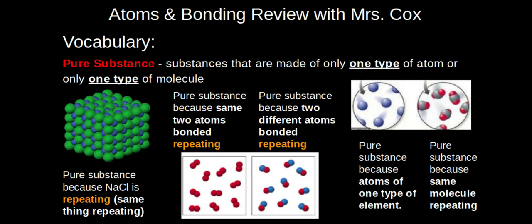Now we have pure substance and substances that are made of only 1 type of atom or 1 type of molecule. You see pure substances of the blue and the green structures there. That's NaCl. It's the same thing repeating, so it's a pure substance. Just like with the 2 red atoms, pure substance. Same 2 atoms bonded, repeating. Pure substance because 2 different atoms bonded, repeating, which is that red and the blue. Same thing repeating. Then you've got just 1 element, just a bunch of atoms of the same element repeating, okay? Like a bunch of gold atoms. That would be a pure substance, okay?